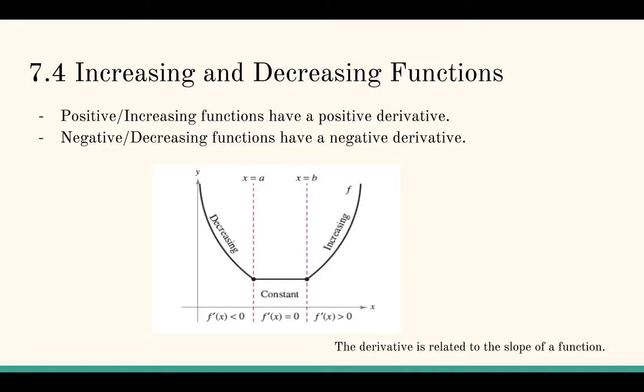So as I mentioned before, 7.4 is about increasing and decreasing functions. Positive or increasing functions have a positive derivative, and negative or decreasing functions have a negative derivative. Remember that the derivative is related to the slope of a function, and this little diagram is just to show you a visual of what I'm talking about. Decreasing means pointing down, and at the bottom you can see f prime of x is less than 0, which means it's negative. Increasing is pointing up, which means it's positive. As you can see, f prime of x is greater than 0, meaning a positive derivative.